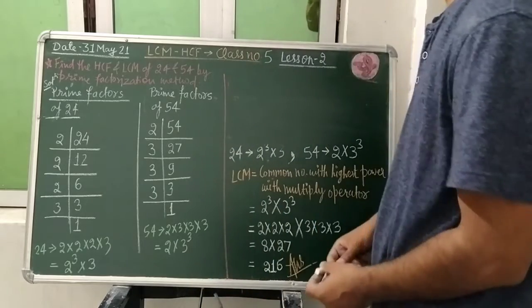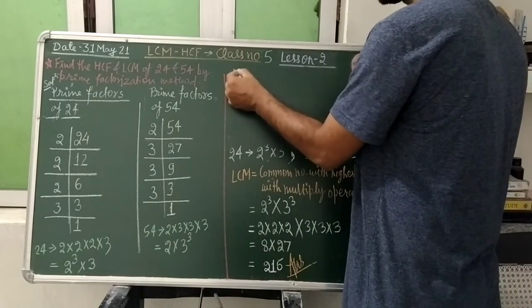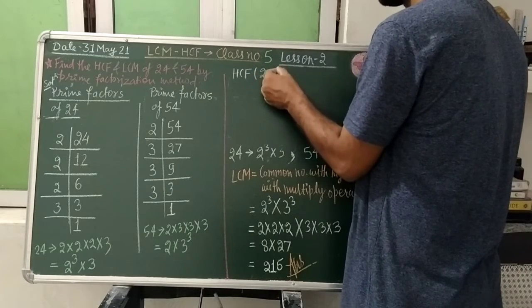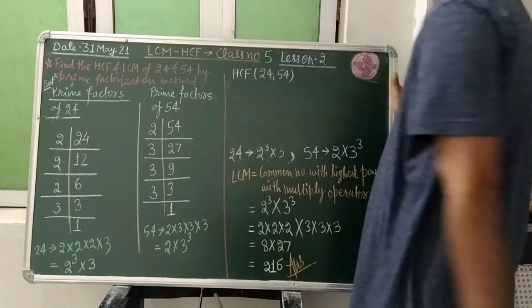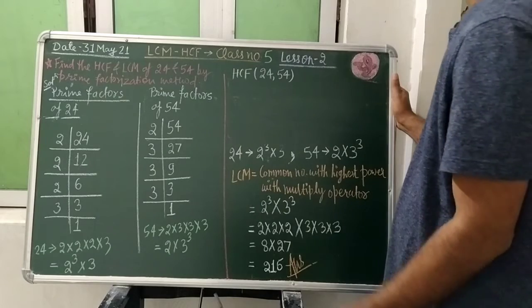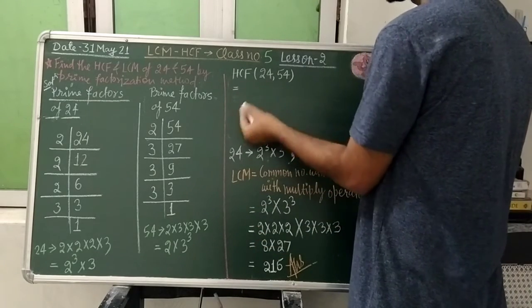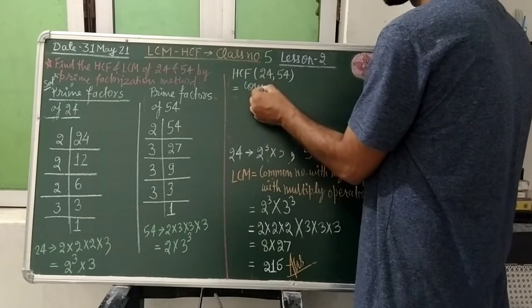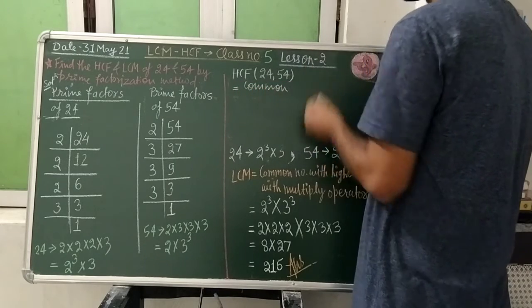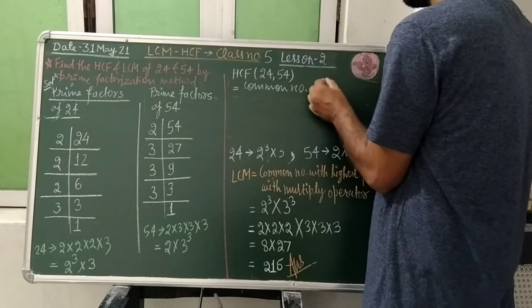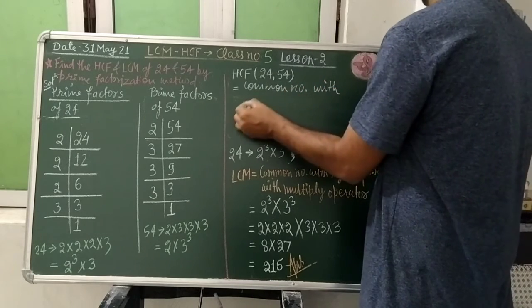And students, if we are talking about the HCF of 24 and 54, what will we do, students? We shall apply the rule: common number with least power.